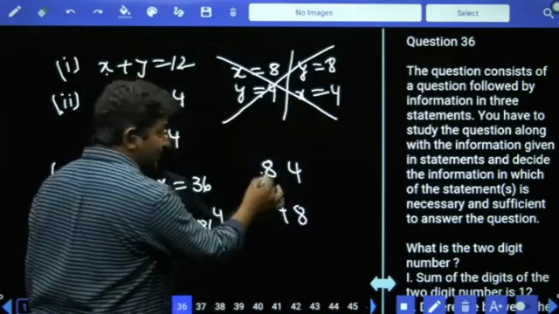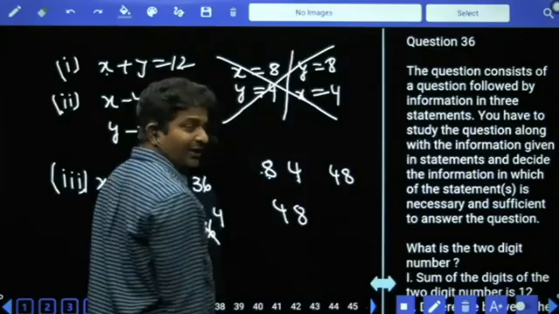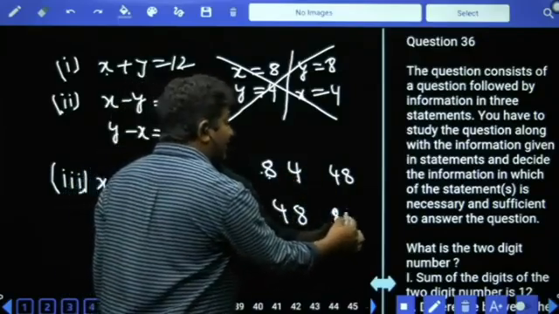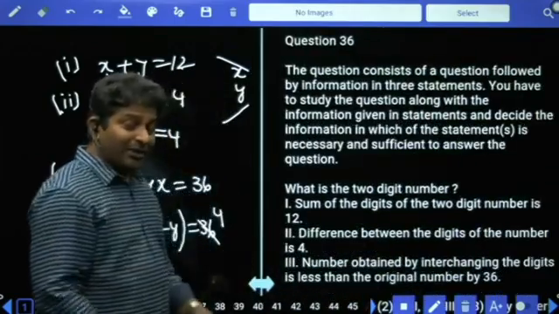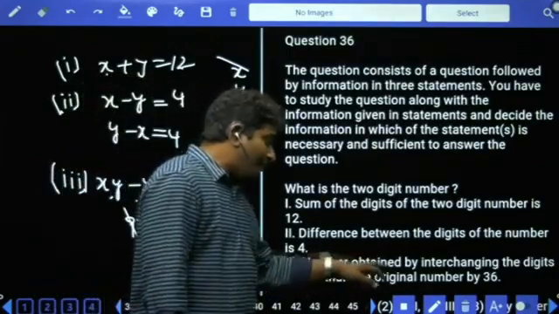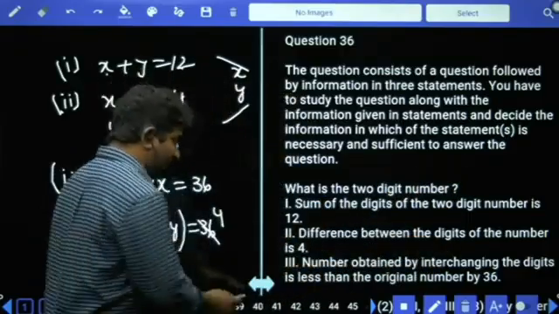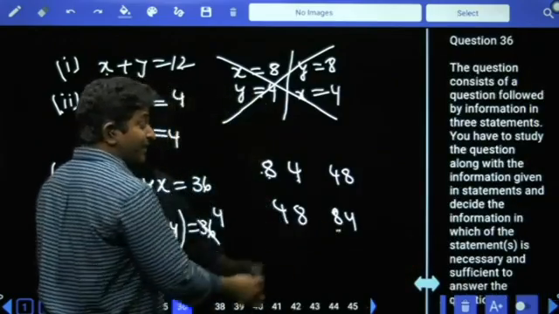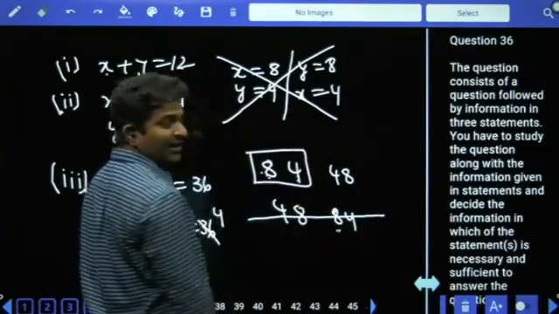But if you start with 48 as the original number, the number obtained by interchanging the digits is 84, which is more than the original number. If you interchange 84, you will get 48, which is less than the original number. So just observe whether the number is more than the original number or less than the original number. Number obtained by interchanging the digits is less than the original number. This possibility is not there, hence 84 is the final answer.